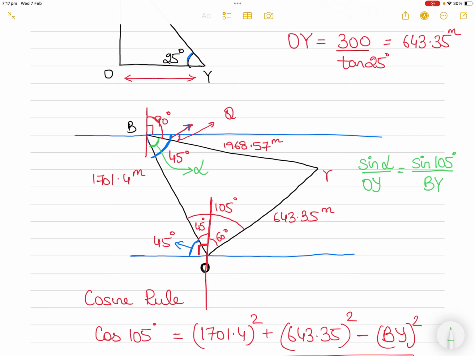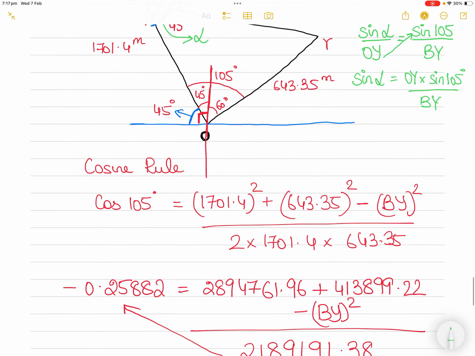So how can I find sine L? I will just cross multiply here. So this is the sine rule: sine of any angle divided by the side opposite to it equals the sine of the other angle divided by the side opposite to it. So sine of L equals OY multiplied by sine 105 degrees divided by BY. Now you know the value of OY and BY already. So let's take this down.